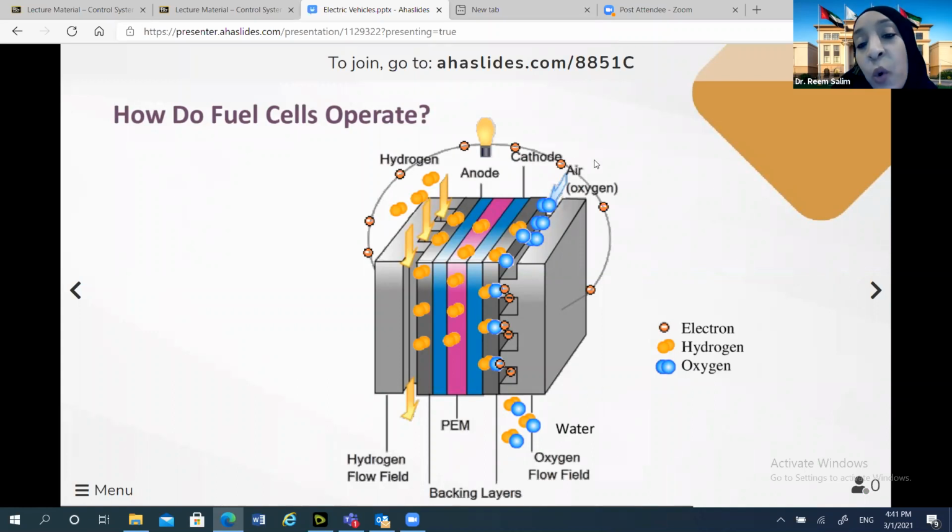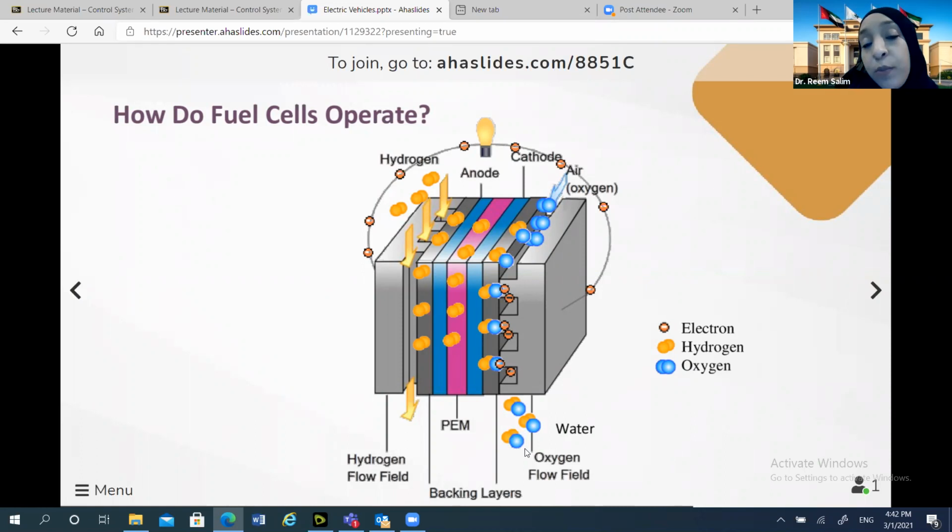And then once they go back, they join the positive hydrogen ions that have already passed through the membrane, as well as the oxygen that I have in the cathode, and they produce water vapor.